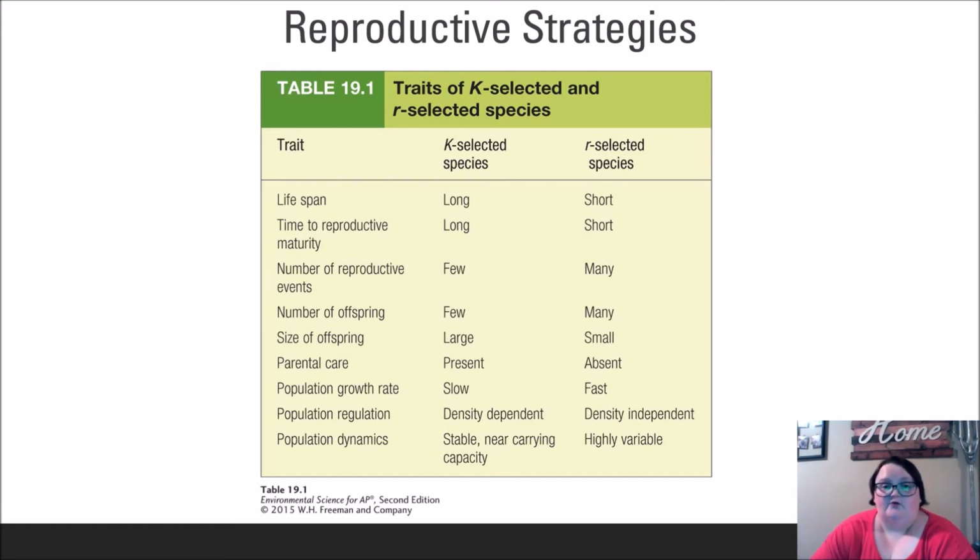Organisms that are K-selected are ones that are dependent upon their carrying capacity to manage their populations. K-selected species have long lifespans, which also mean they have long reproductive maturity times. They're going to have fewer reproductive events per cycle and fewer offspring. Those offspring are also going to be large and are going to have parental care, leading them up to their time of maturity as well. They have a slow population growth rate, and they are more associated with density-dependent factors. K-selected species tend to have relatively stable populations, keeping them near their carrying capacities.